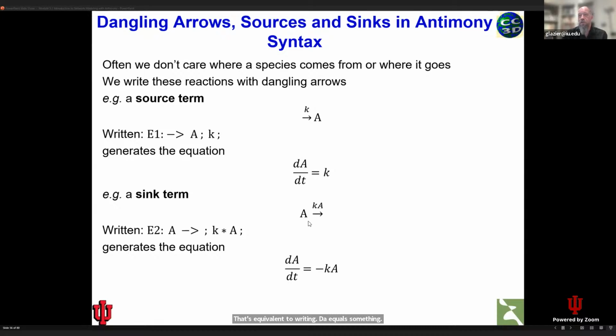If we want to destroy something, we have what's called first order decay kinetics. A goes to nothing at a rate k times A. That generates the rate equation dA by dt equals minus K times A. The first one, the creation, will give us a linear increase of the amount of A. The second will give us an exponential decrease of the amount of A.